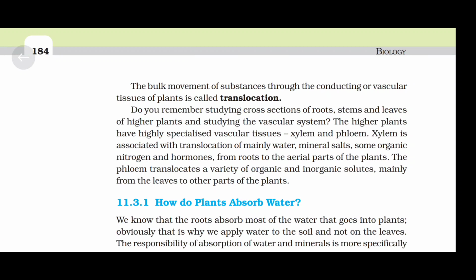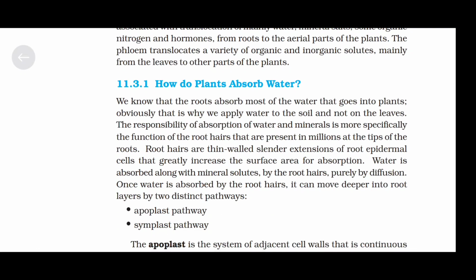The phloem translocates a variety of organic and inorganic solutes, mainly from leaves to other parts of the plants. How do plants absorb water? We know that the roots absorb most of the water that goes into plants. Obviously, that is why we apply water to the soil and not on the leaves.